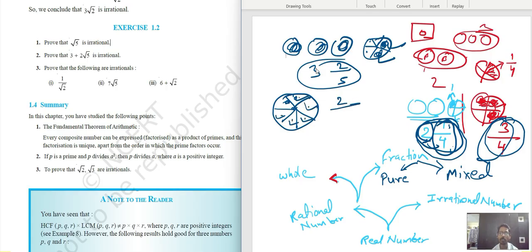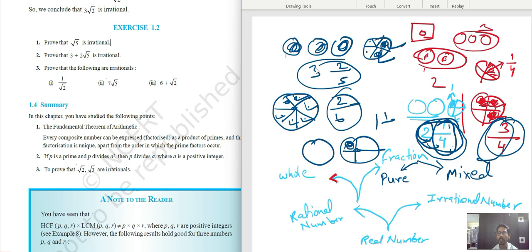1 2 3 4 5 6. So 2 by 6, okay, it is the pure fraction. But if you are giving one of the chocolate first, then you are breaking another chocolate into 4 parts, and you are giving one part, then it is called 1 and then 1 part, 1 by 4.